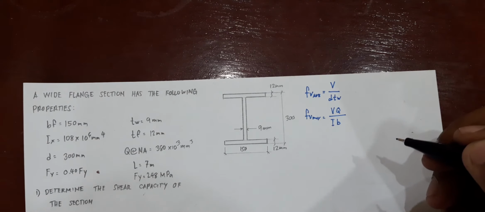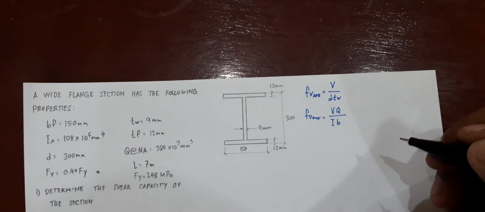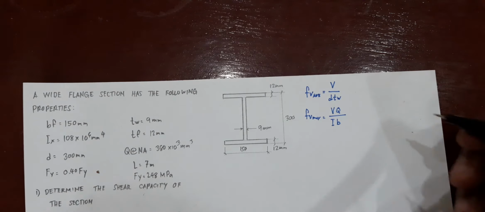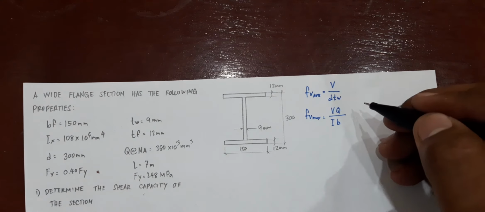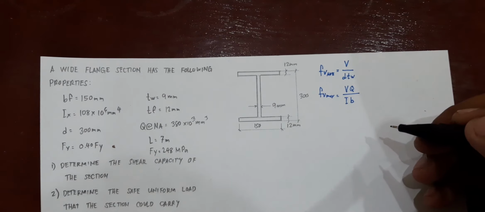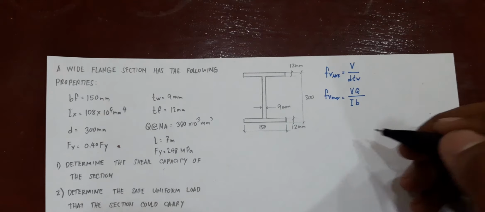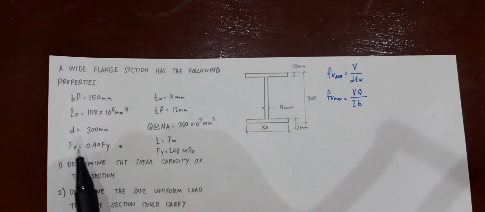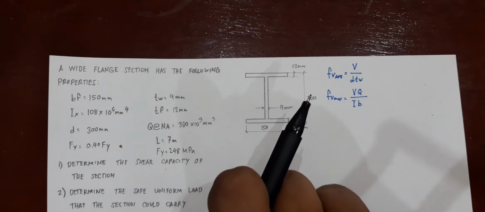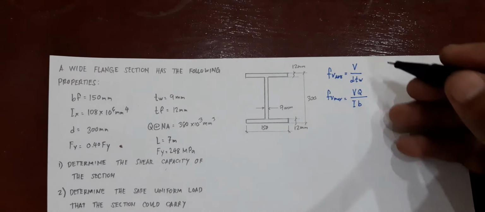How do we define b again? b is defined as the width of the portion which you are analyzing. Okay, so let's take these two. As required, you need to determine the shear capacity. You're given the maximum allowable shear strength to be 0.4 Fy, so let's take both average and maximum shearing stress.